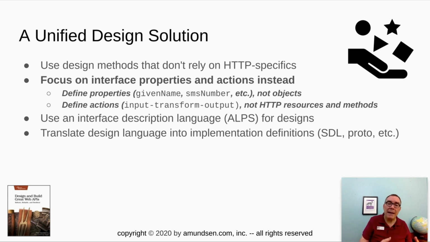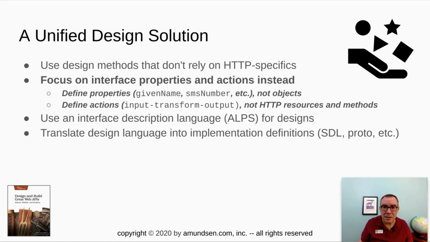So we need to define the data properties, give a name, SMS number. We create a catalog, a collection, a language for an API, not objects. We don't need to define customers or documents or persons or contacts or products or anything like that. We need individual data elements, just like we would create in a dictionary. And then we need to define actions, that input, transform, output experience.